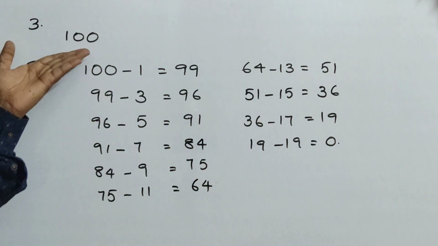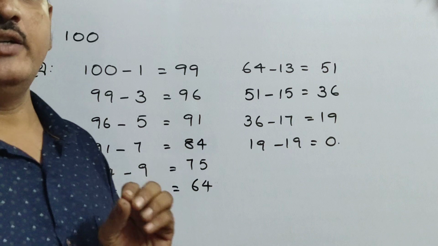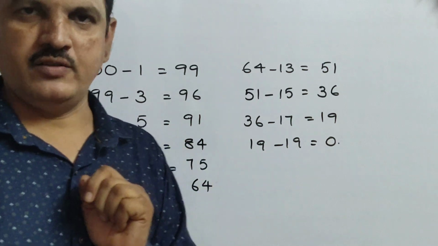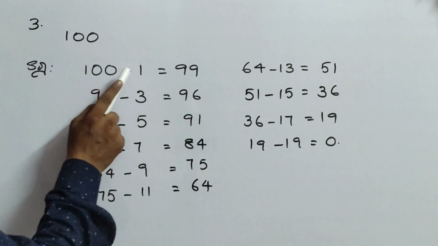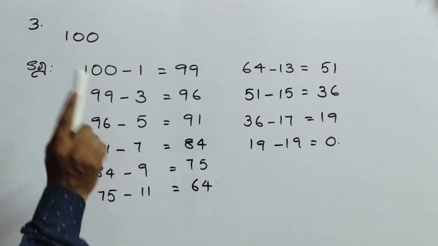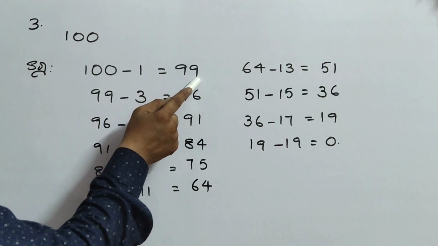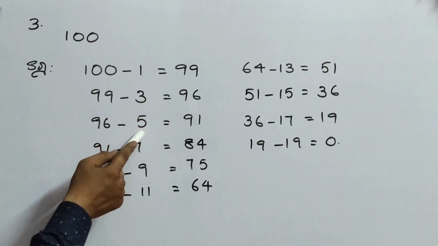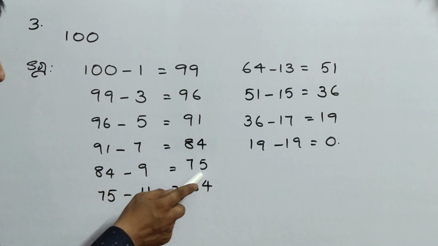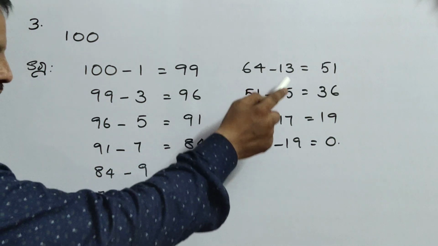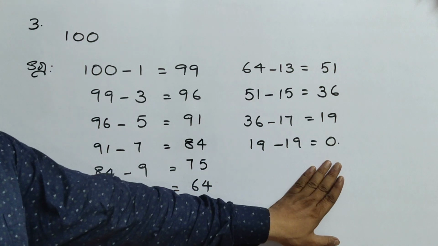Now what is the answer? It is asking to find the square root of 100 by repeated subtraction. For repeated subtraction we have to use only odd numbers: 1, 3, 5, 7, 9, 11. You have to start with 100. 100 minus 1 is 99. What is leftover? Then 3, what is leftover? Then 5, then 7, then 9, then 11, similarly like this. Till where do we have to do it? Till the remainder gets 0.